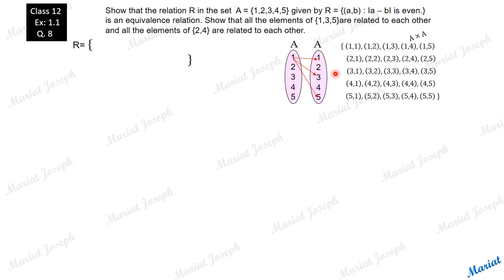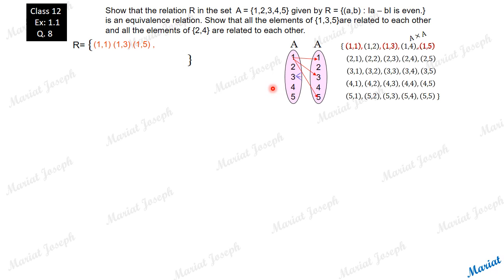(1, 3). 1 minus 3 is minus 2. But its modulus is 2, which is also even. (1, 5). 1 minus 5 is minus 4. Its modulus is 4, which is even. So, we pick up (1, 1), (1, 3) and (1, 5) to be written in the relation in roster form. Are there more?